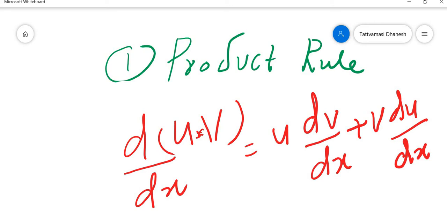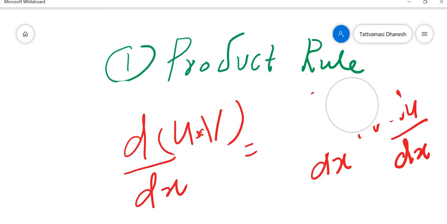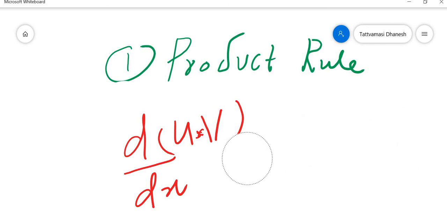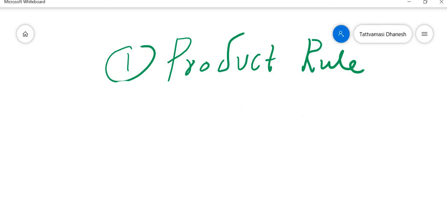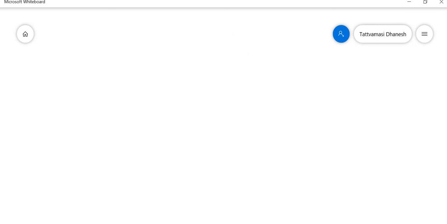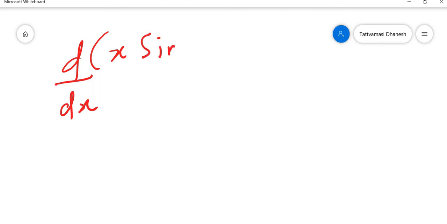To understand it more, I will give you a simple numerical, and then you will get more clarity. I am going to find the derivative of a product. This is the question we are going to discuss now: d by dx of the product x into sin x. So this is the product, x into sin x.